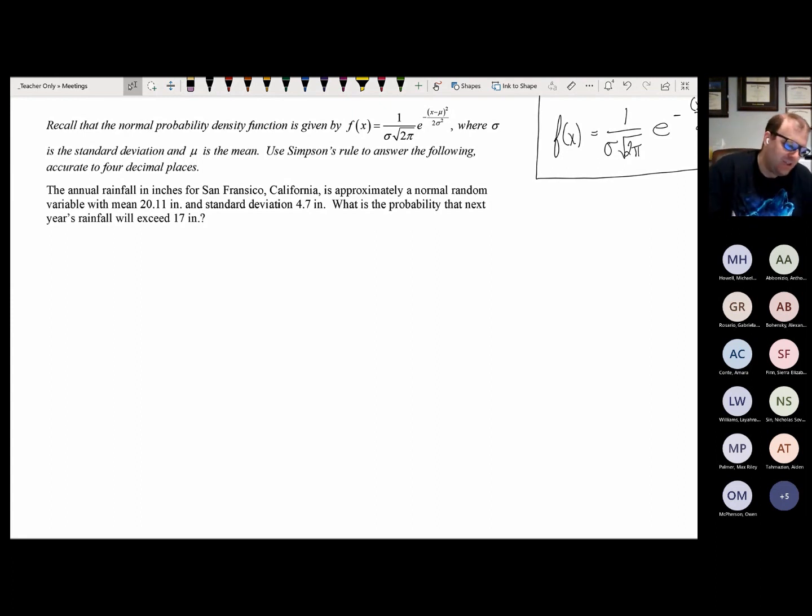Annual rainfall in inches for San Francisco is approximately a normal random variable with a mean of 20.11 inches and a standard deviation of 4.7 inches. What is the probability that next year's rainfall will exceed 17 inches?